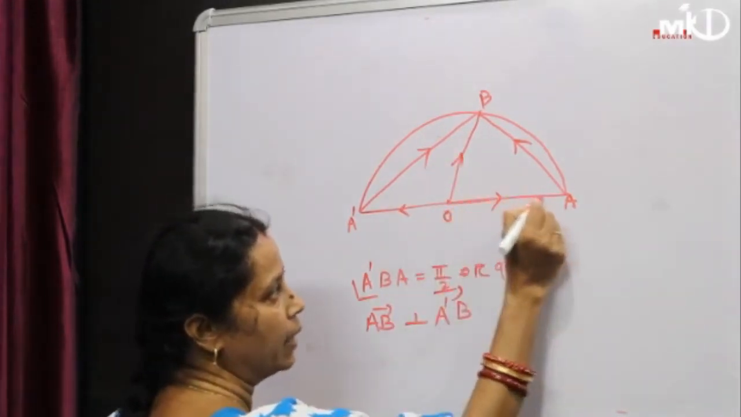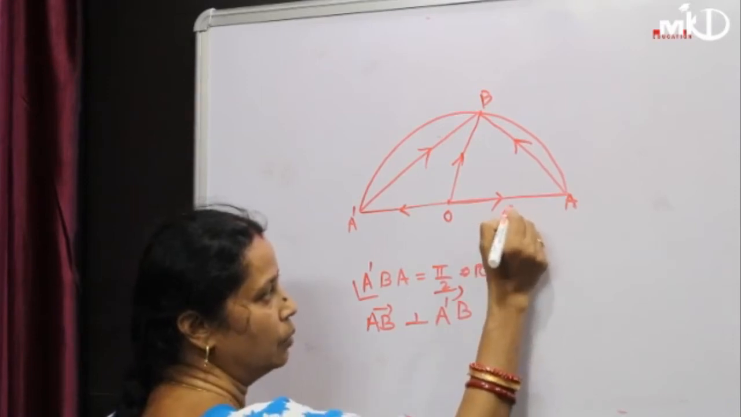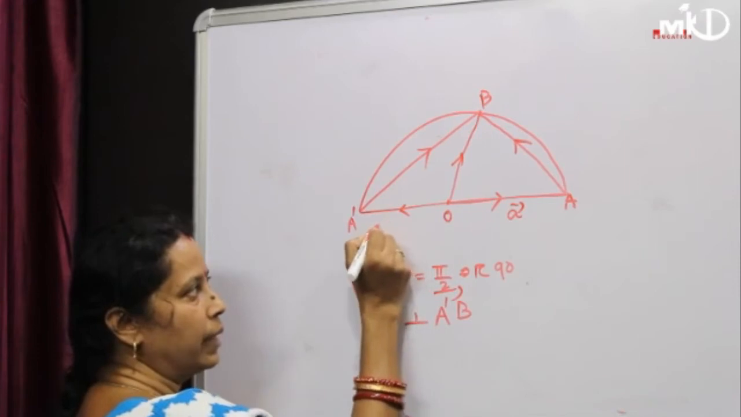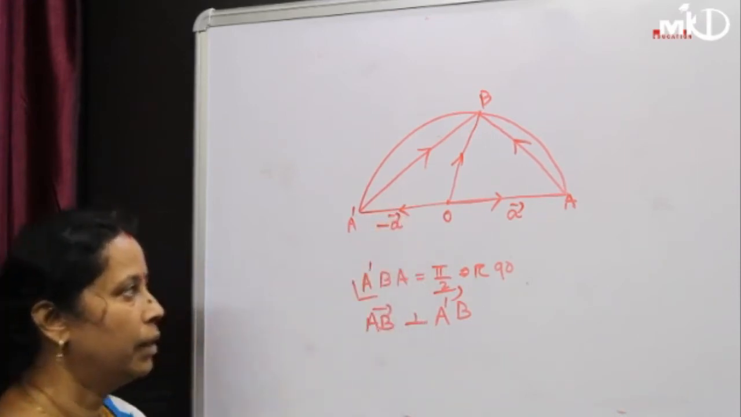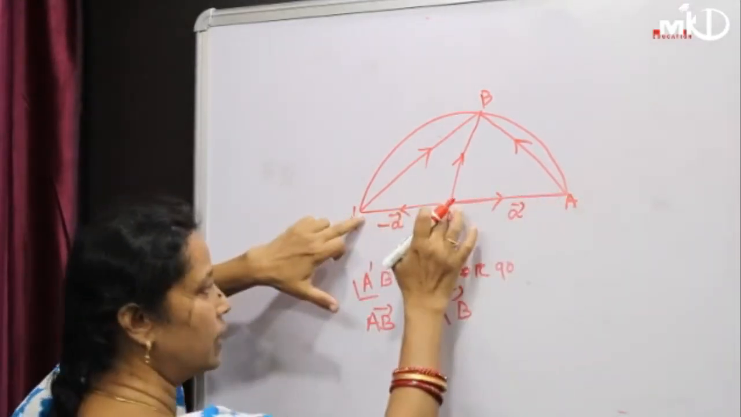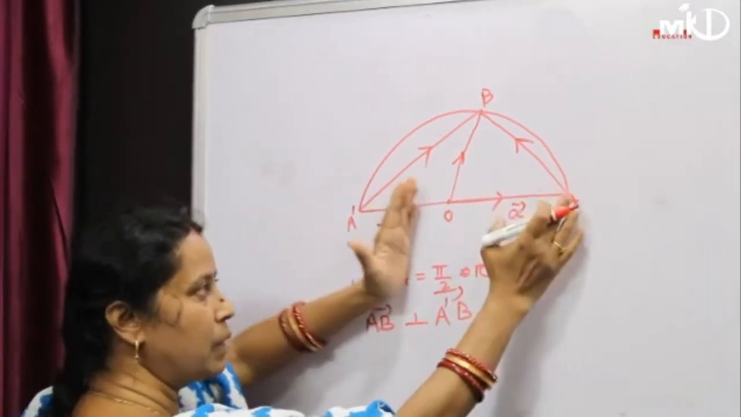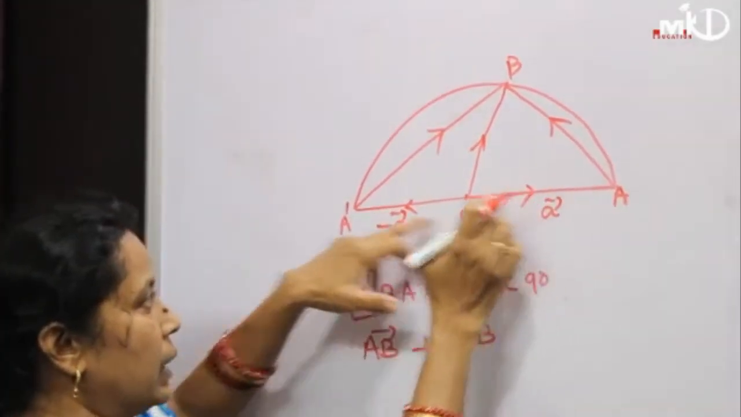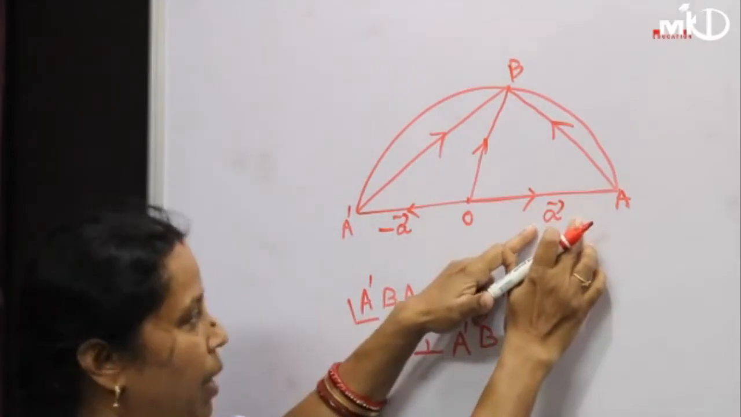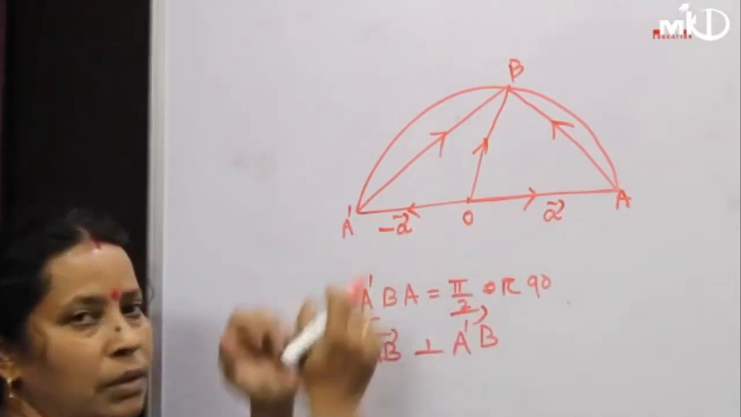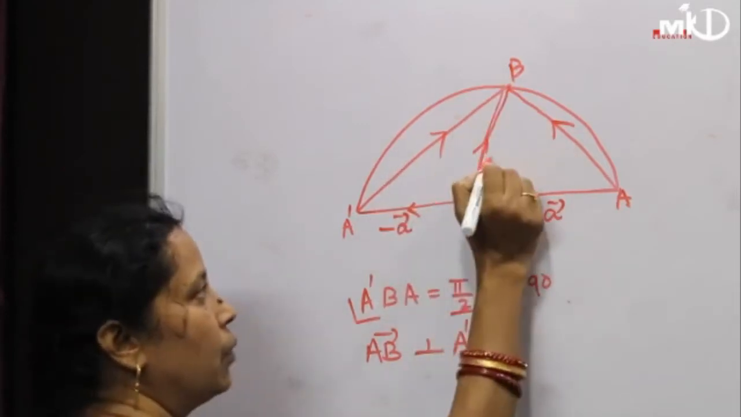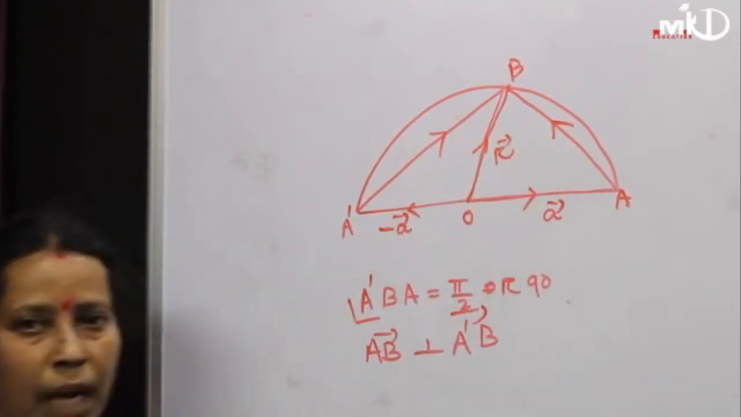So here I take OA bar is equal to A bar. So OA dash bar is equal to minus A bar. Why? You see, this is the radius of the circle, this is also the radius of the circle, that means the magnitude is same but the direction is opposite to each other. So if this vector is A bar, then OA dash is equal to minus A bar. Now this is the OB vector, suppose this is equal to R bar.